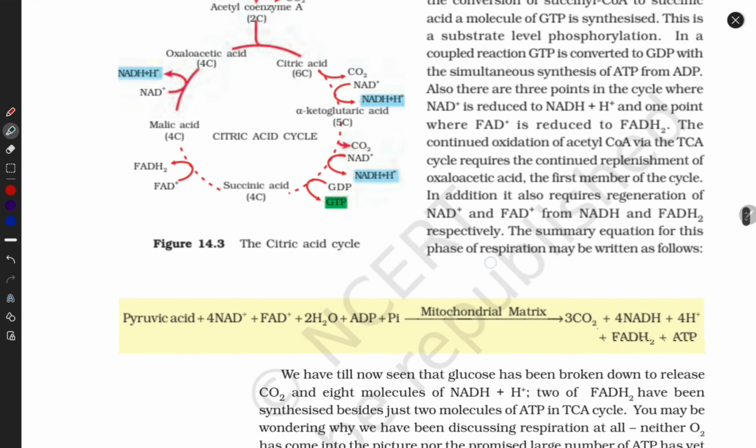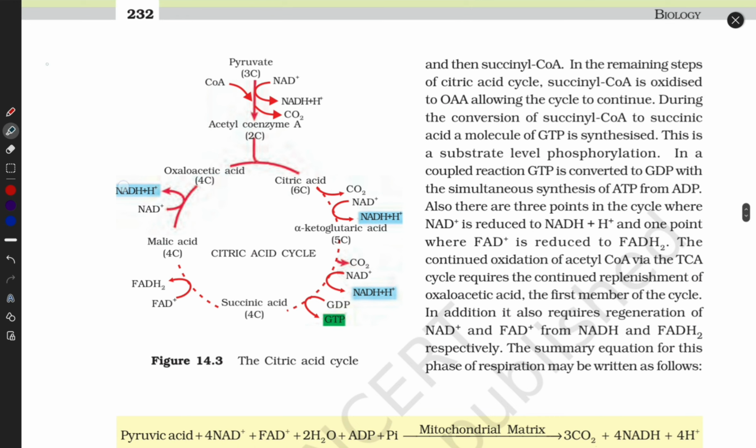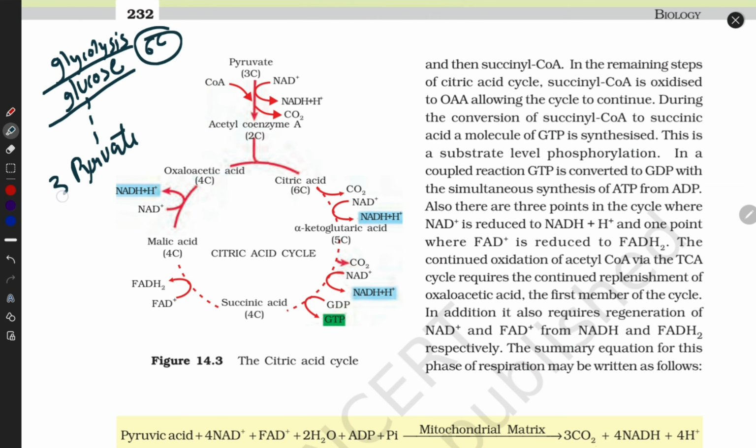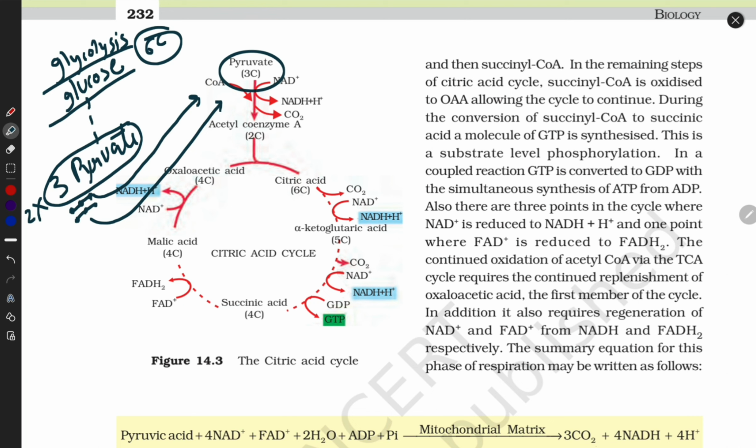Look at here. In previous classes, we have studied that in the glycolysis pathway, glucose gives pyruvate. Glucose is a 6 carbon molecule, and it gives us a 3 carbon molecule product. Now this is the first cycle of pyruvic acid. We know now we get two pyruvate molecules from the glucose. Now this is the first pyruvate cycle, and here another pyruvate produces another Krebs cycle.